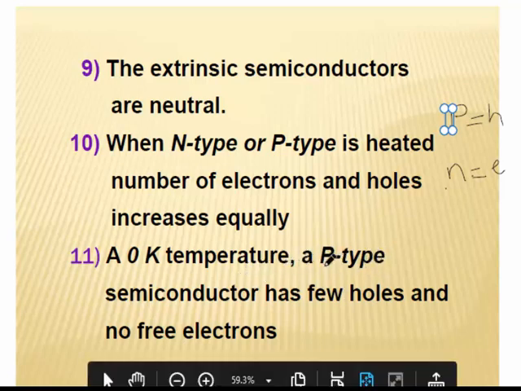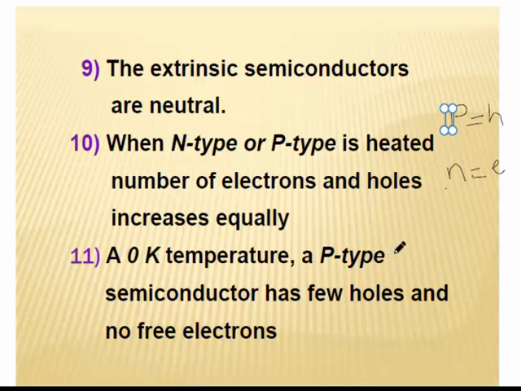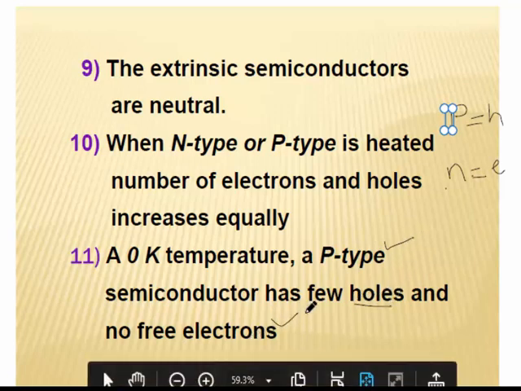At 0 Kelvin temperature, a P-type semiconductor has few holes and no free electrons. Why? Because at 0 Kelvin, some of the atoms are doped, and doping in P-type will make holes. That's why no free electrons are available, because there is no increase in temperature. But if you increase the temperature, holes also increase, and free electrons also increase.